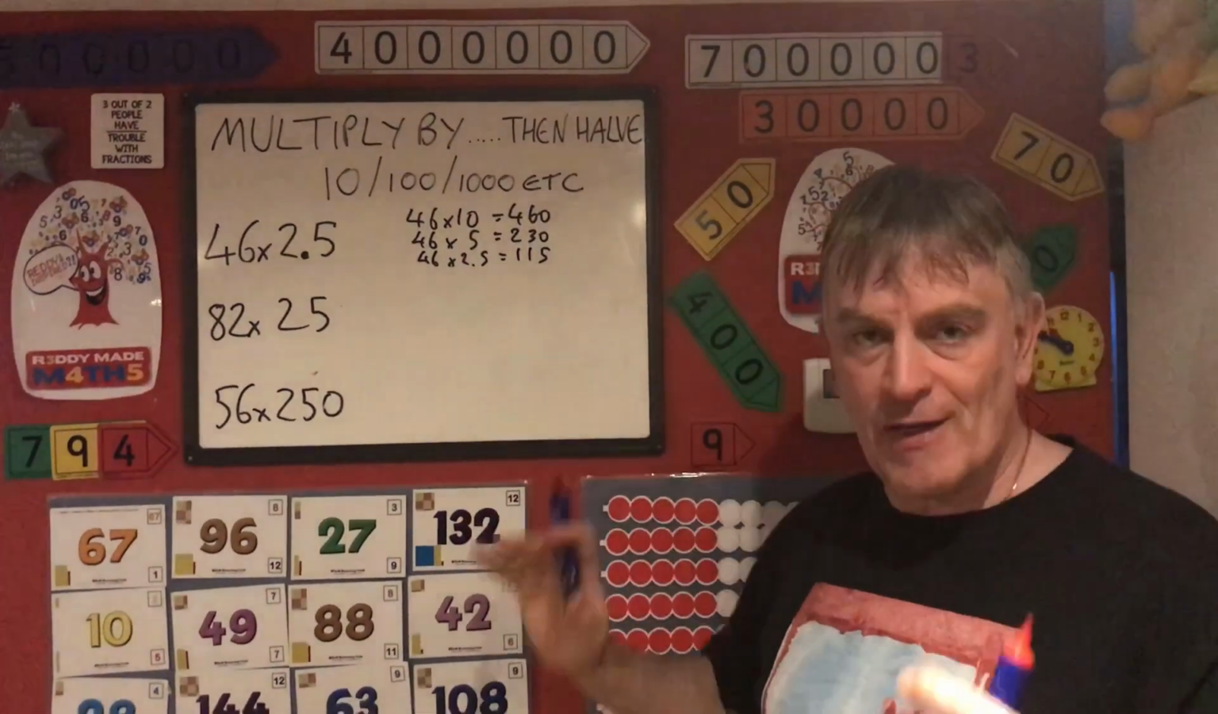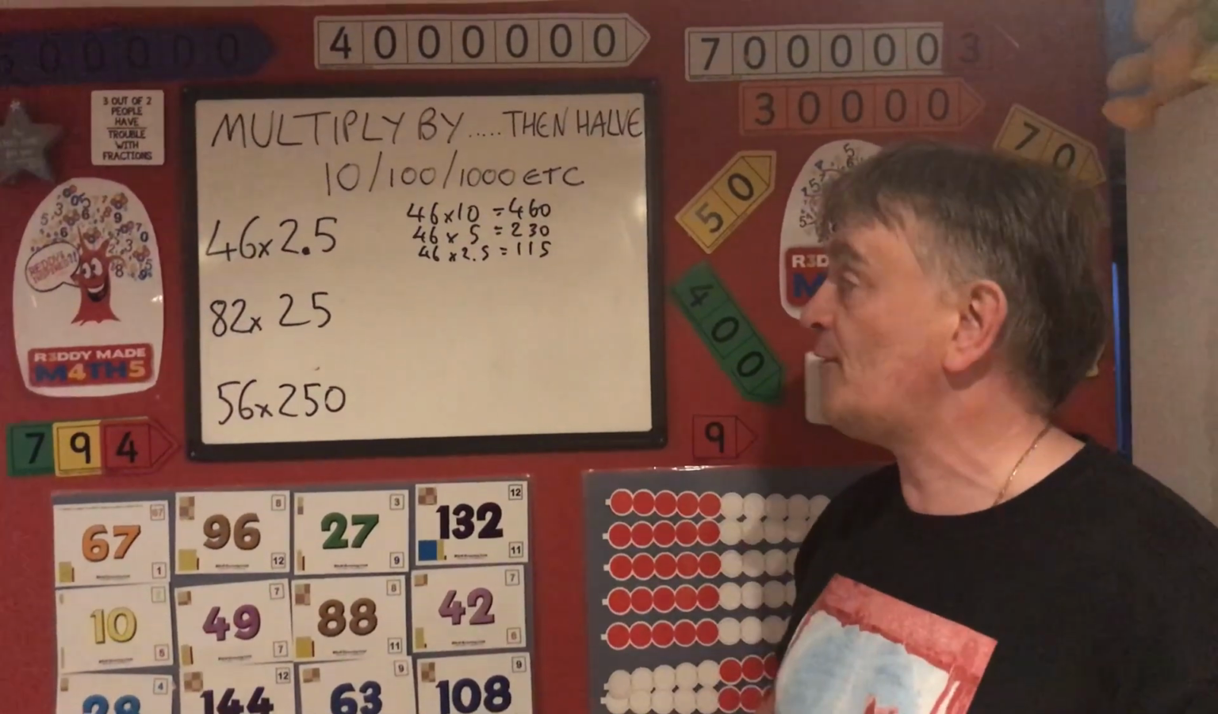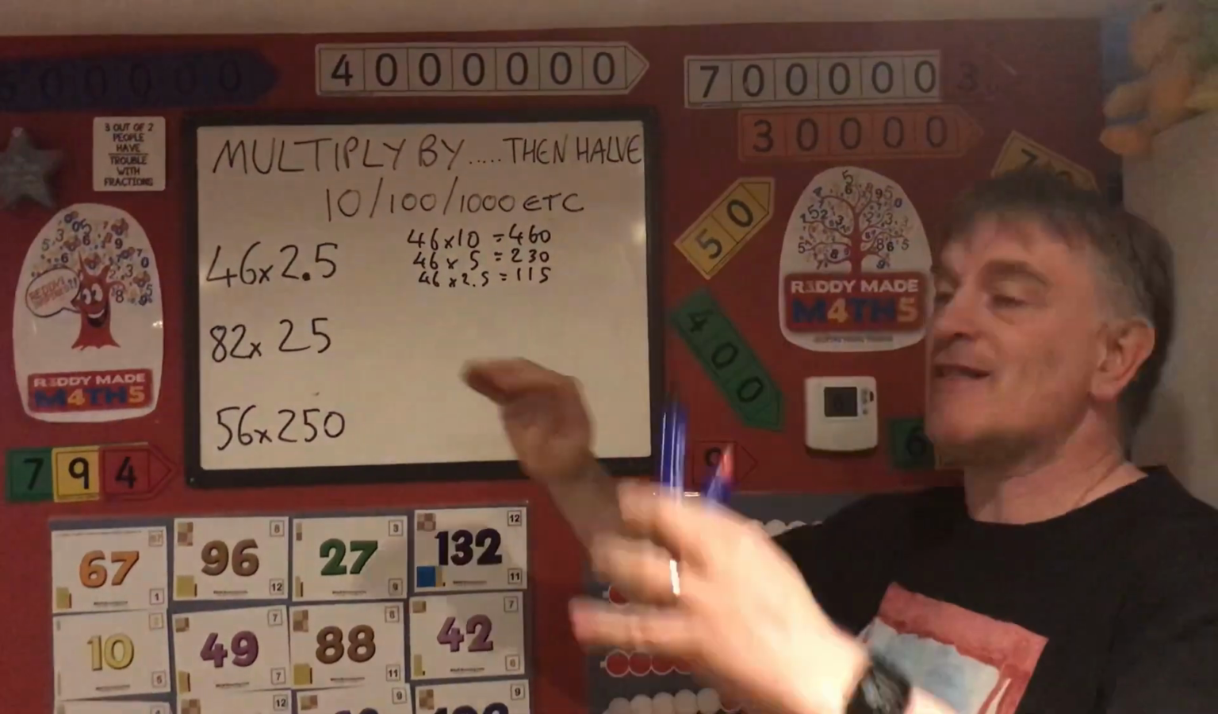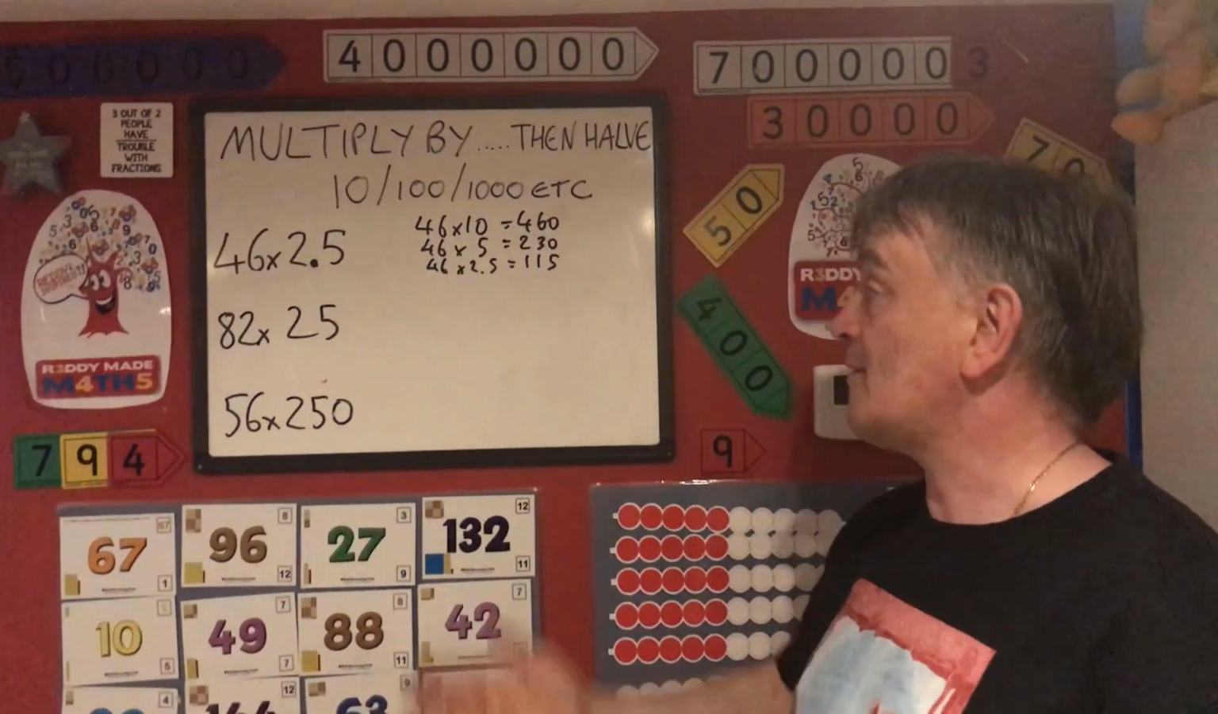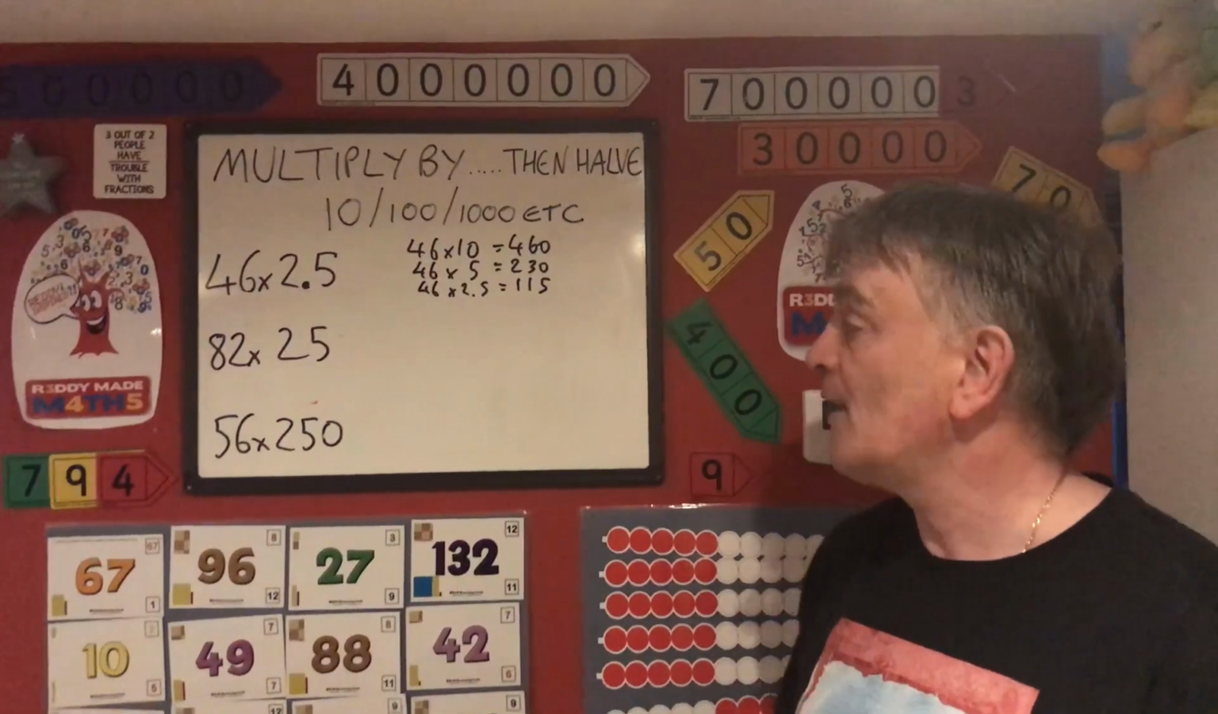If a child is taught that strategy and practices it regularly enough, they'll look at it and go, oh, brilliant, times by 10, and half it twice. And we get the answer really quickly.